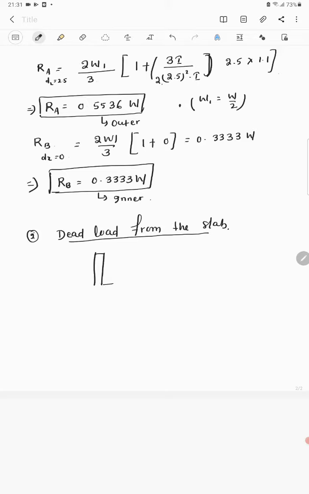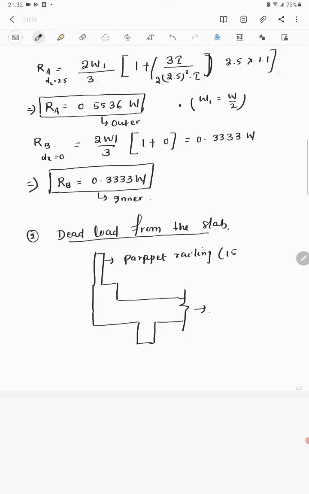This is the parapet railing, then curb. Okay, this is continuous, this is one girder, this is the parapet railing whose dimension is 150 cross 150.